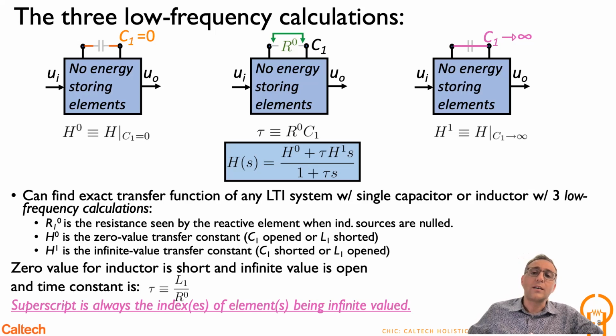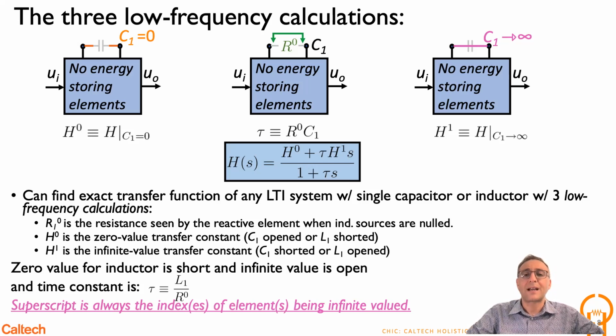Now, H1 on the right-hand side, which is shown in the magenta color, is basically the same transfer constant from the same input to the same output, but this time with the capacitor infinite valued, which in the case of a capacitor corresponds to it being shorted, and for the inductor it would be an open circuit. So you can see that these two transfer constants are not necessarily the same. And then tau is the time constant associated with the reactive element.